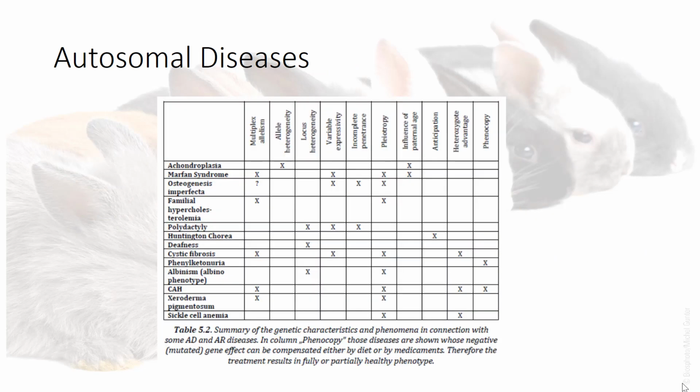All right, so here are some common autosomal diseases. Many of these are a single gene, a monogenic inheritance. In fact, I think all of them are. And then it shows you the different genetic processes that are at play. I want to point out just a couple of these columns.